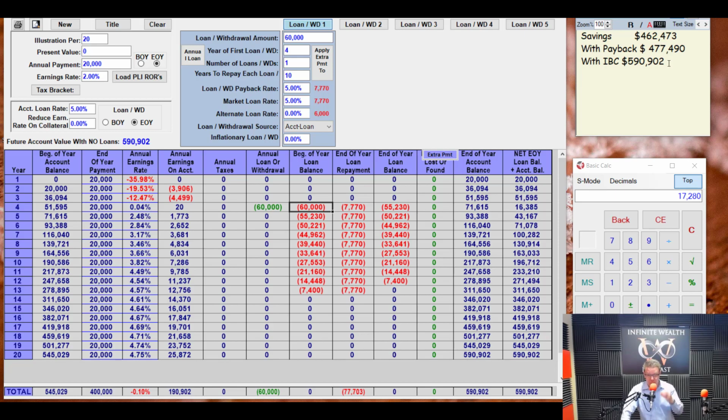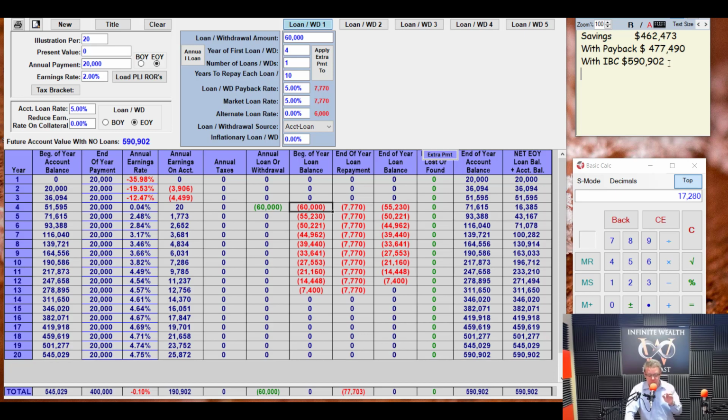With the payback, or with IBC, did we change your cash flow at all? Nope. It's the exact same dollars going in, exact same dollars going out. Have you taken on any more risk? Nope. Are you working any harder? Nope. This is just the power of compounding and the power of using IBC.